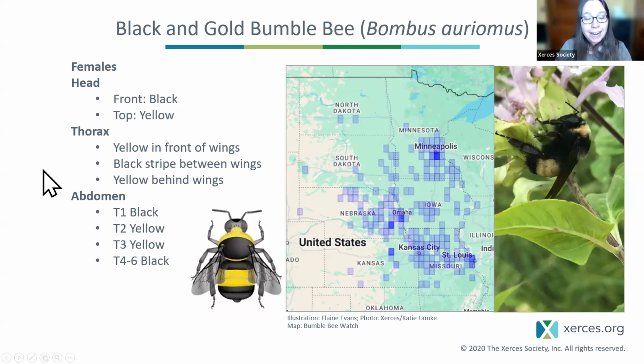The last thing to look at is the hair colors on the top of the head and front of the face. Females will generally have yellow hairs on top of their head, although sometimes there won't be that many yellow hairs, so there'll just be a few. And then they have black hairs on the front of their face.